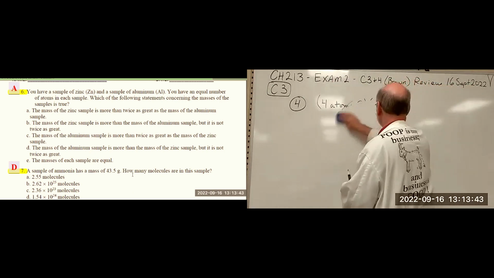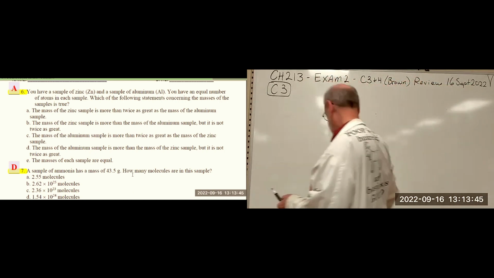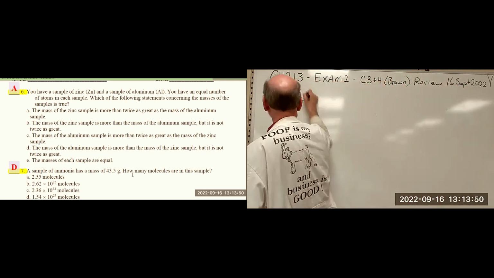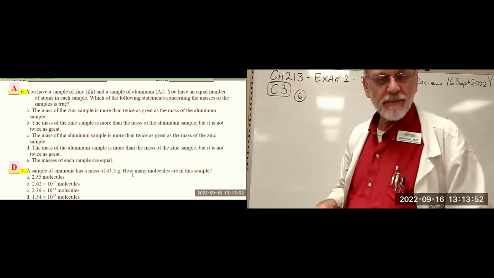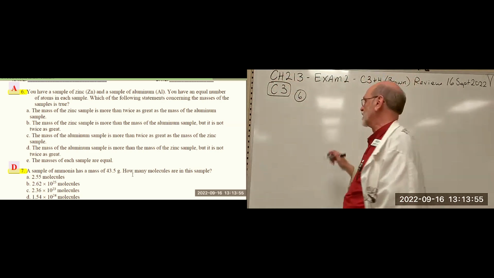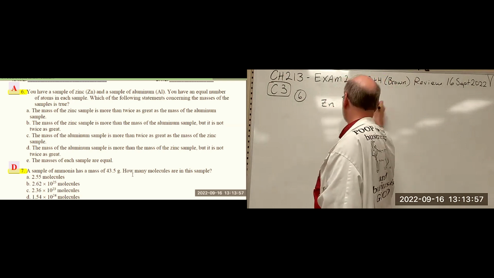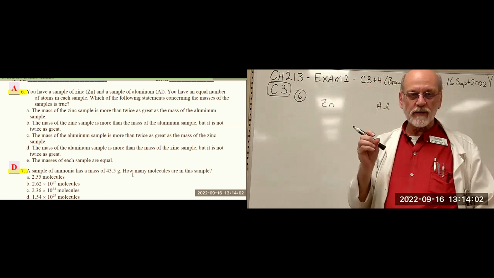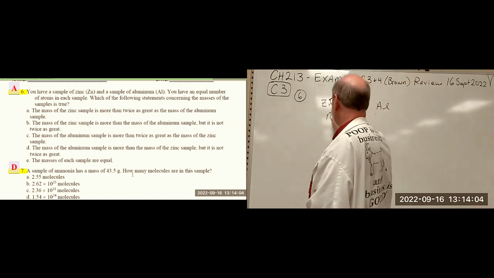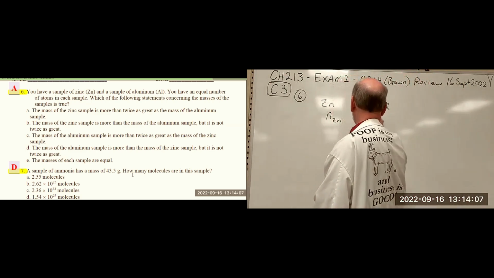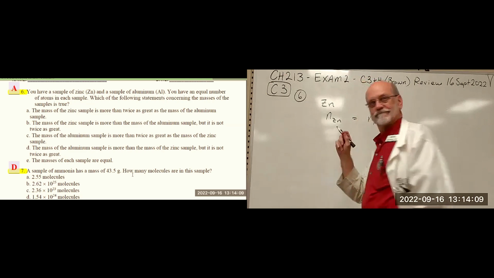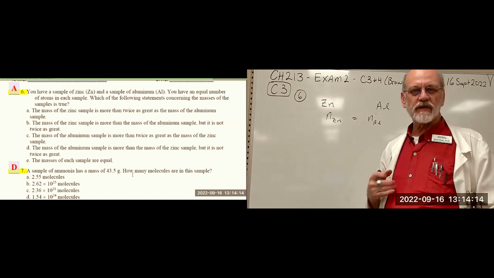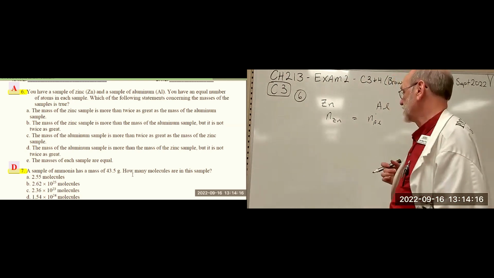Next one takes a little bit more thinking. You have a sample of zinc and a sample of aluminum, and an equal number of atoms. So the moles of zinc equals the moles of aluminum. Which of the following statements concerning the masses of the sample is correct?